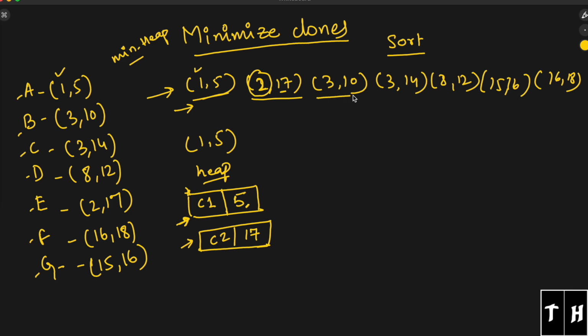Now let's process the third event, which is 3, 10. Now this is the heap. So we check the heap.